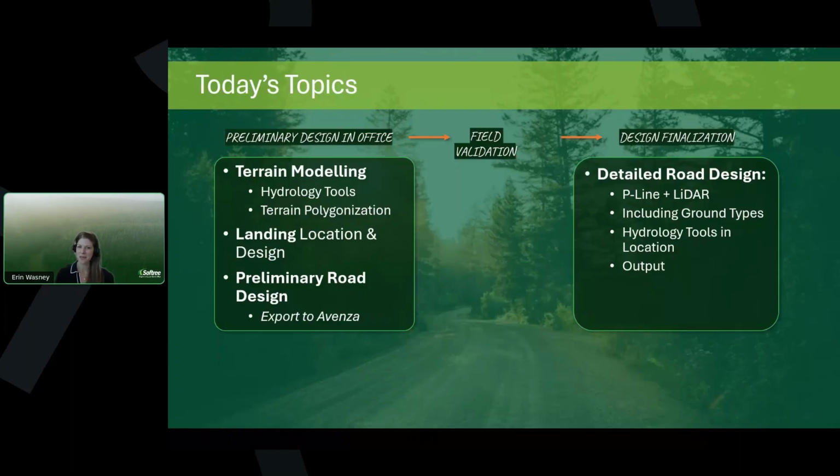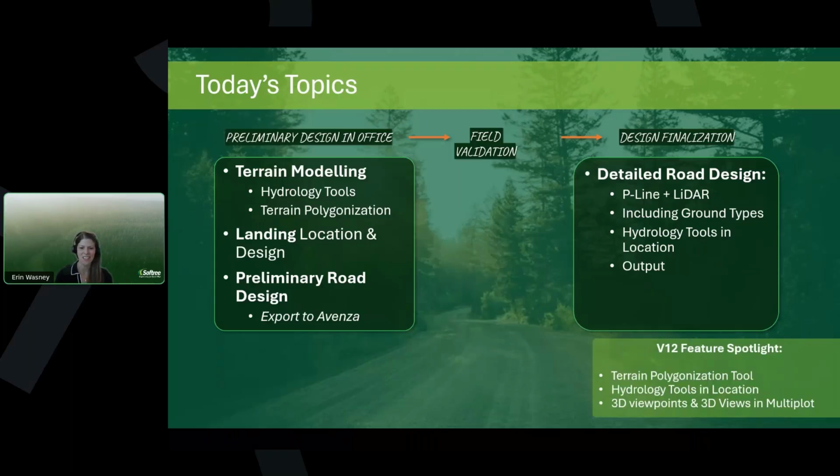Then we're going to go on an imaginary field trip out into the field, collect some data, and then bring that back into the office again for the detailed design phase. So being able to include LiDAR and your P-line data that you collected together, and being able to include some information from the ground types that you collected. And then finally, we're going to be showcasing a couple of new tools from version 12.